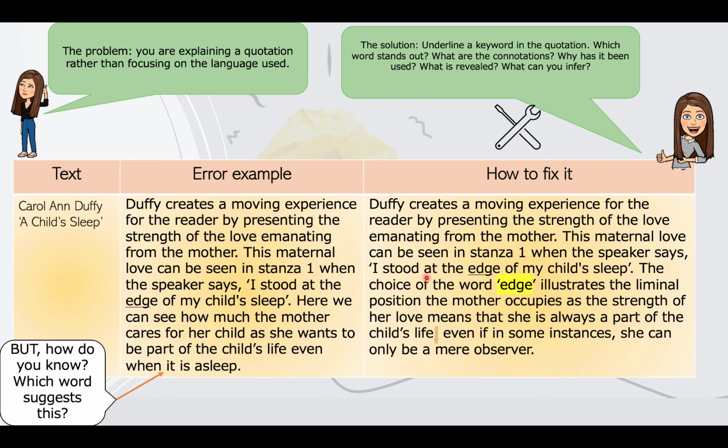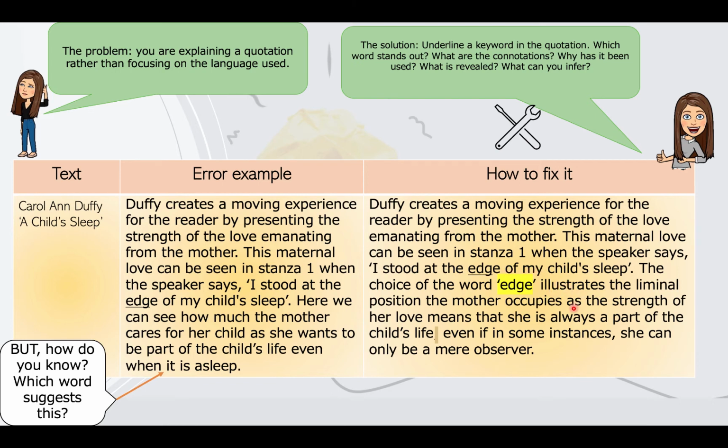So let's see how we can fix it. Here is the analysis rather than the explanation. "The choice of the word edge." So look how we've started here. We've immediately zoomed in on the word that we want to use, and the person who's reading our essay now knows exactly what we're going to focus on. "The use of the word edge illustrates the liminal position the mother occupies, as the strength of her love means that she is always a part of the child's life, even if in some instances she can only be a mere observer." So we've discussed the connotations of the word and we've linked it to what the poem is actually about. We've linked it to what this line is about.